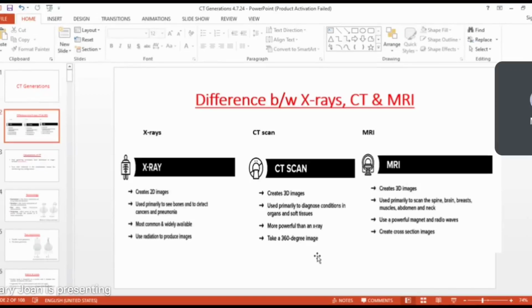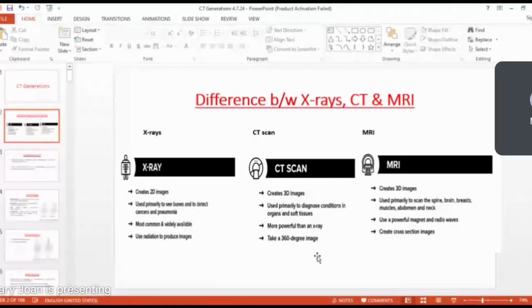And as you know, X-rays and CT use ionizing radiation to produce images. CT is the advancement of X-rays where we can have 3D images using the ionizing radiation. So how do we get that? That is the technology behind the CT scan. We can get slice by slice images, and that is why it is called tomography, computed tomography.